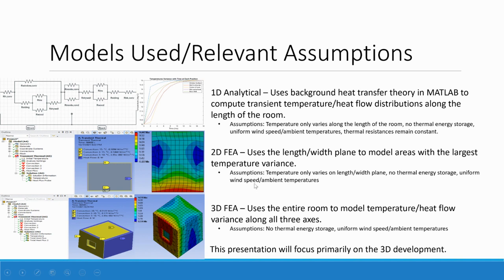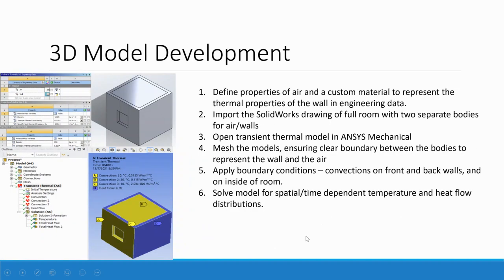Assumptions to be made are no thermal energy storage, uniform wind speed and ambient temperatures, and of course the 1D, 2D, and 3D models all vary in assuming where the temperature varies. So the 1D only varies along the length, 2D only along the width and the length, and the 3D along all three axes.